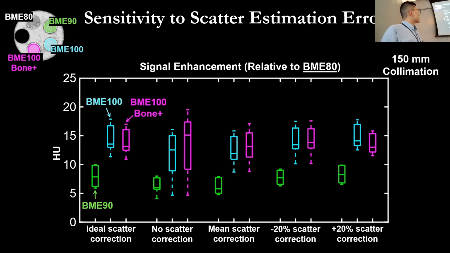Without scatter correction, things are a little bit worse because the spread of the errors is pretty wide. And with more and more accurate scatter correction, I think things look closer to the ideal scatter correction case.